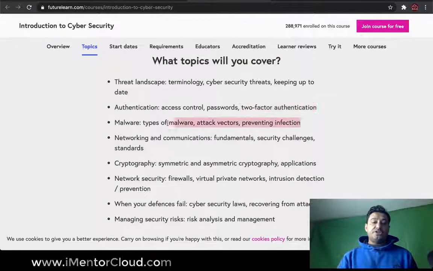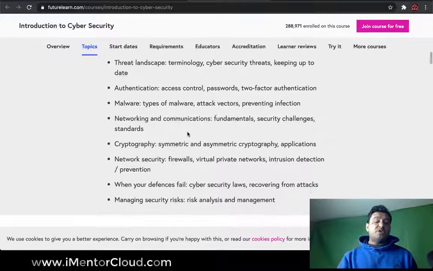Malwarebytes, definitely you need to run those. Malwarebytes is one of the tools you can use, but again, you need to understand the malware. Networking is the key component.